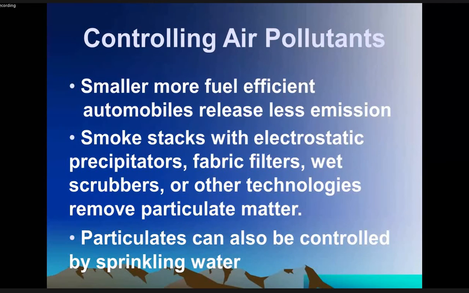Then, how can we control these air pollutants? What we can do is use smaller, more fuel-efficient engines and automobiles. If they are there, then these may be controlled. Smokestacks with electrostatic precipitators, fabric filters, wet scrubbers, or other technologies remove particulate matter. Nowadays, electric vehicles are being introduced to control these pollutants. Then particulates can also be controlled by sprinkling water. If there is continuous sprinkling of showers in the industries where soil, cement and dust is being emitted, these particulates can be controlled to a considerable amount.